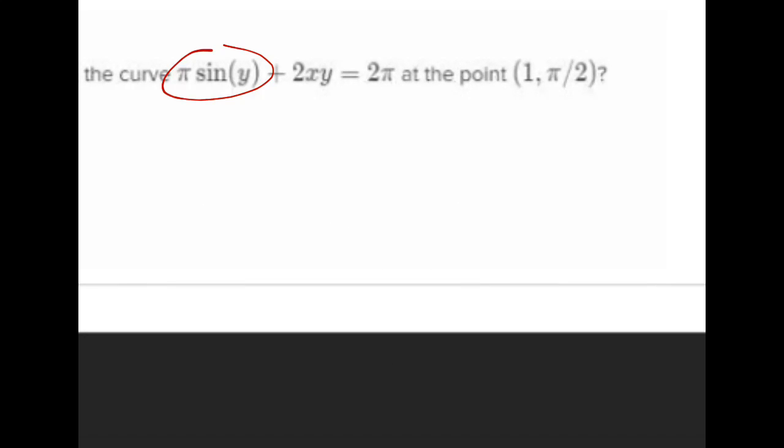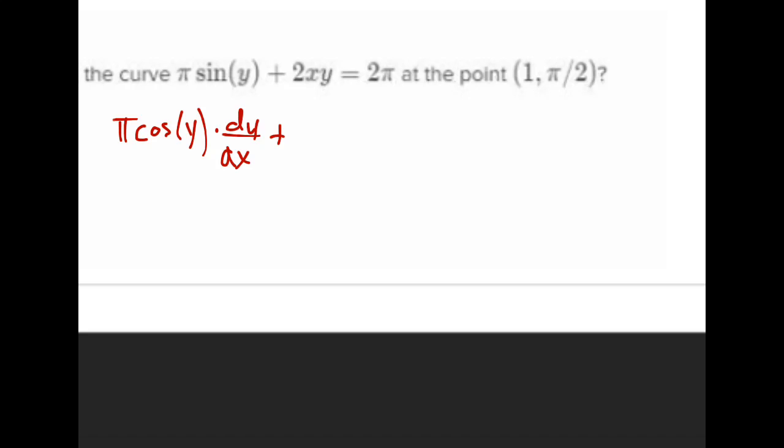Well, pi is just a coefficient in this case. So we'll take the derivative. We have to use the chain rule here because we have a function on the outside and y is a function on the inside. The derivative of sine is cosine, so we will have pi times cosine of y. You keep the inside the same. So it's the derivative of the outside with the inside the same, times the derivative of the inside. So that's dy/dx.